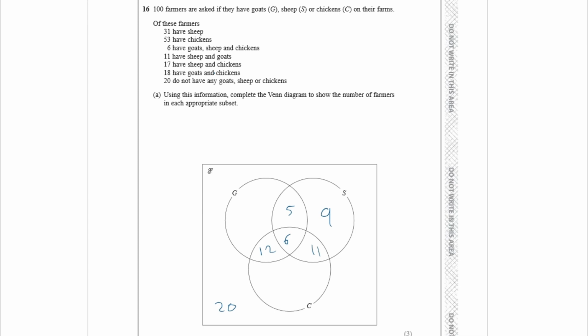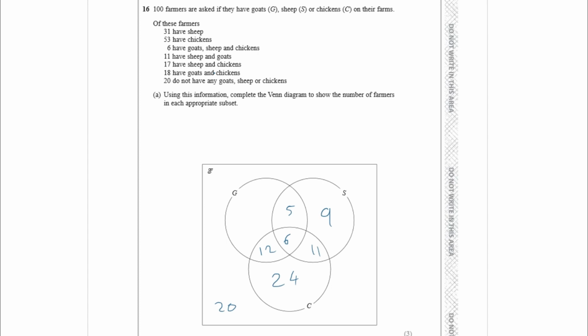53 have chickens. Okay, let's do the chicken one, which is the bottom circle. 12 plus 6 is 18. 18 plus 11 is 29. And we need to get to 53, right? So we need another 24 here. Let me just double check that this is correct. 24 plus 6 is 30. 30 plus 12 is 42. 42 plus 11 is 53.